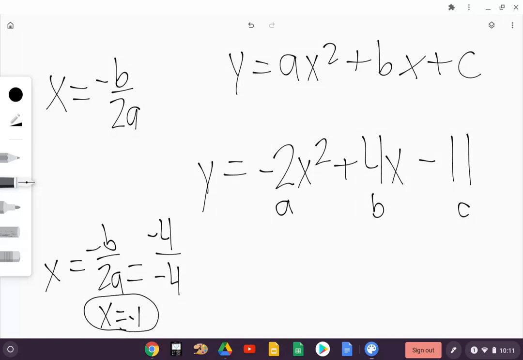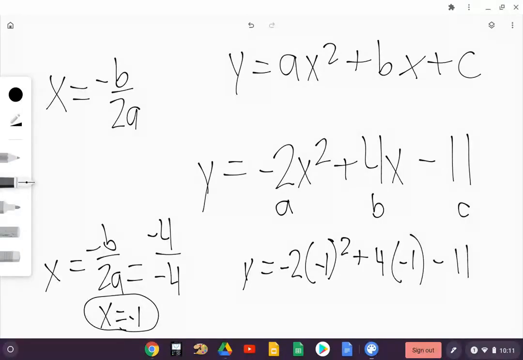This is the x, negative 1. To find the y, you write the equation, but every time you see an x, you're going to plug in the x from the axis of symmetry, because the vertex always lies on the axis of symmetry. So now we just simplify this, and we'll have the y coordinate for our vertex.